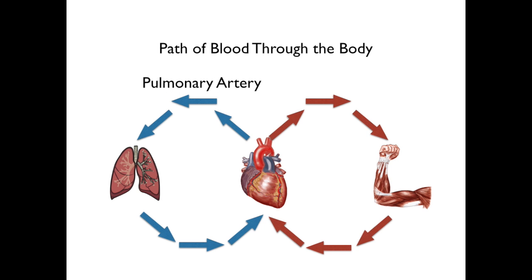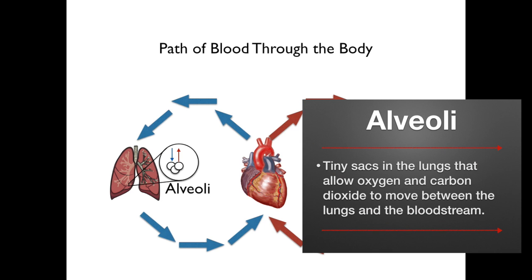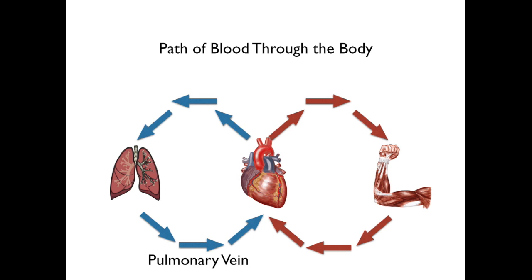Blood from your heart travels to your lungs through the pulmonary artery. At the lungs, the oxygen diffuses through tiny air sacs at the end of the bronchial tubes called alveoli. That sounds like some kind of pasta. Yeah, it does. This oxygen is transported by the blood through the pulmonary vein back to the heart.